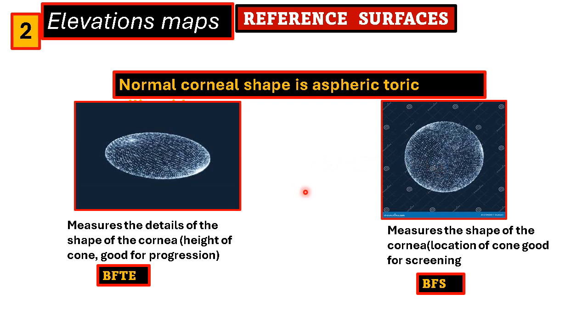Another reference surface is the best fit toric ellipsoid, which to a large extent resembles the shape of the cornea, and it gives the details of the shape of the cornea and the height of the cone. It is very useful in assessing the progression of keratoconus. So this one is for the screening of keratoconus, and this one is for the progression of keratoconus, as we will see later on in the Pentacam maps, when we use the keratoconus progression analysis, that we will use the best fit toric ellipsoid.